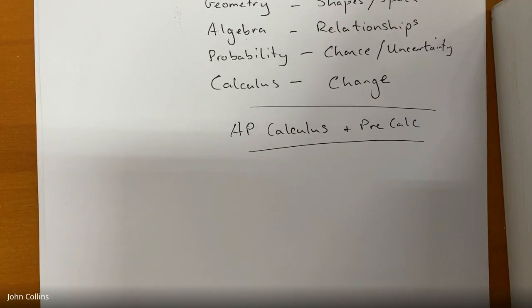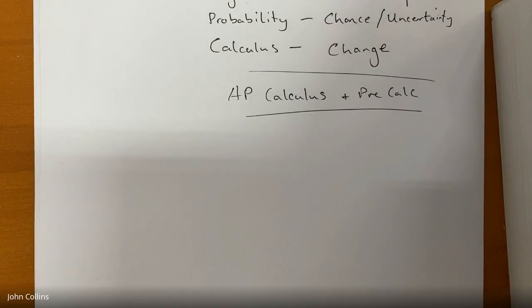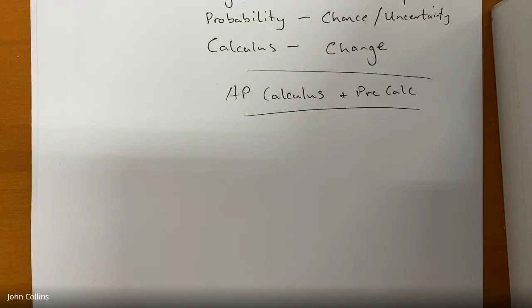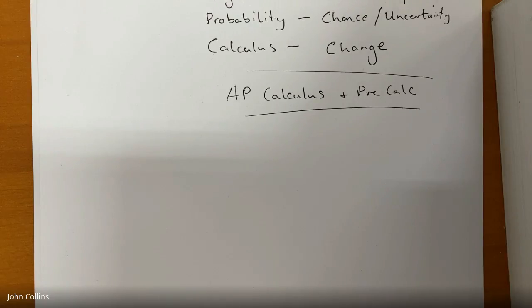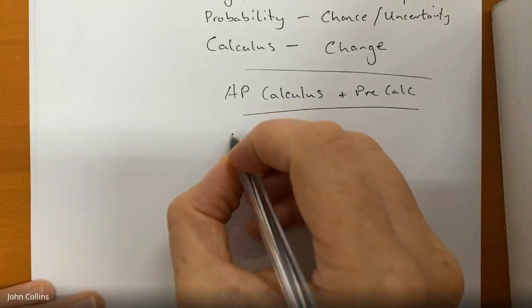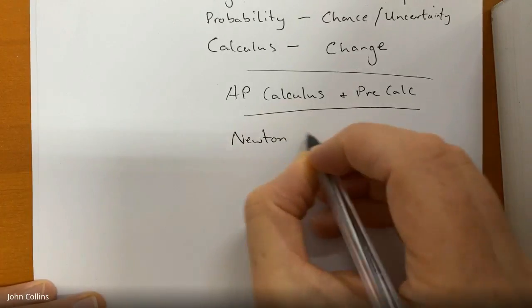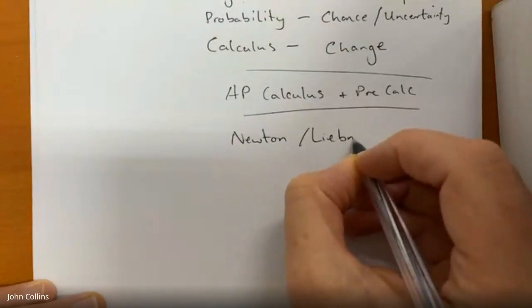All right. Does anyone know who came up with calculus first? Come up with this idea? Newton. Newton and? I think it's Leibniz, the German guy. Leibniz, yeah, the two of them. They fought over it.